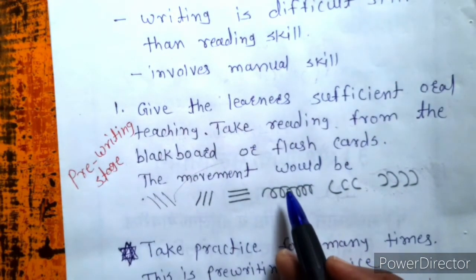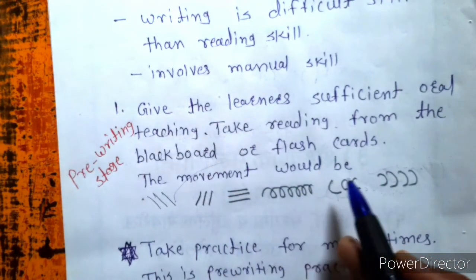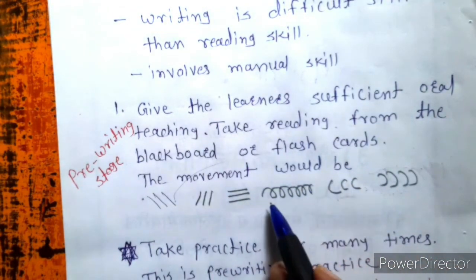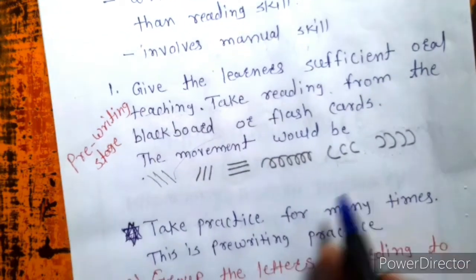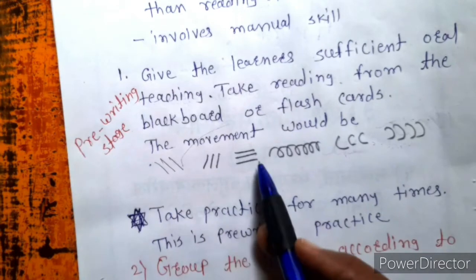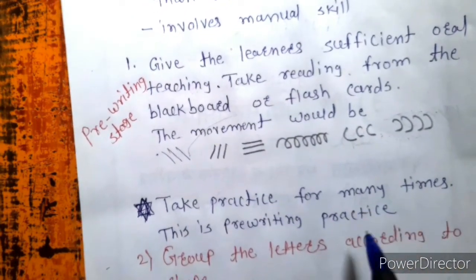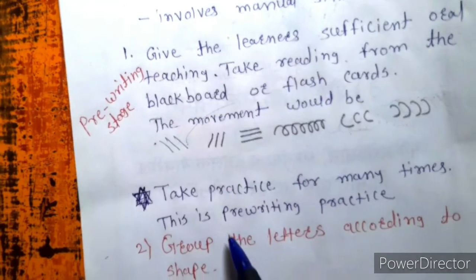Then tell the learners to write large movements using a pen or pencil to develop good penmanship. Then the next is take practice many times. This is the pre-writing stage. Then he can develop the writing skill.